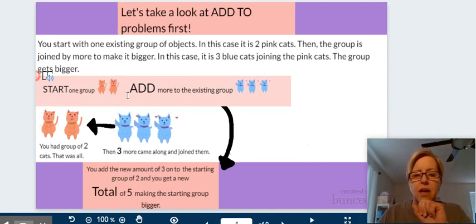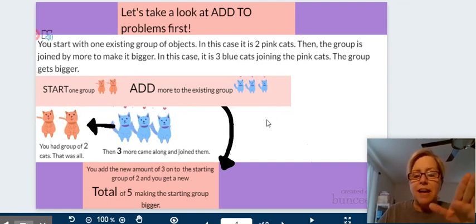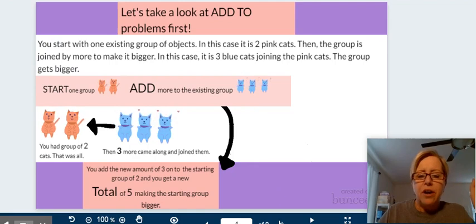I just have one group of cats. She comes over and brings her 3 blue cats. Okay, that's adding to it. Now we have 5 cats.